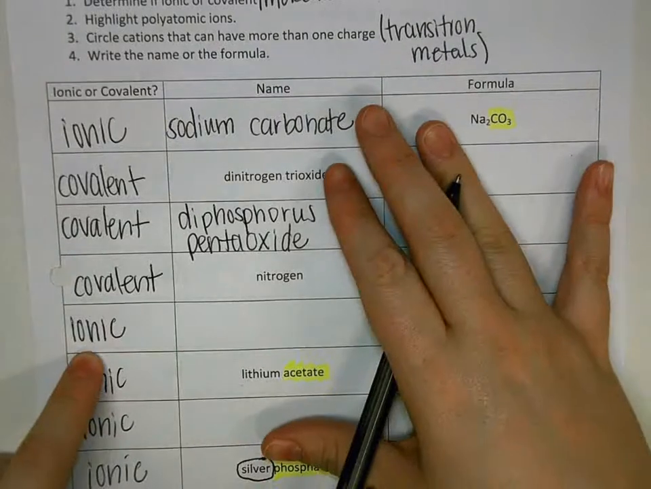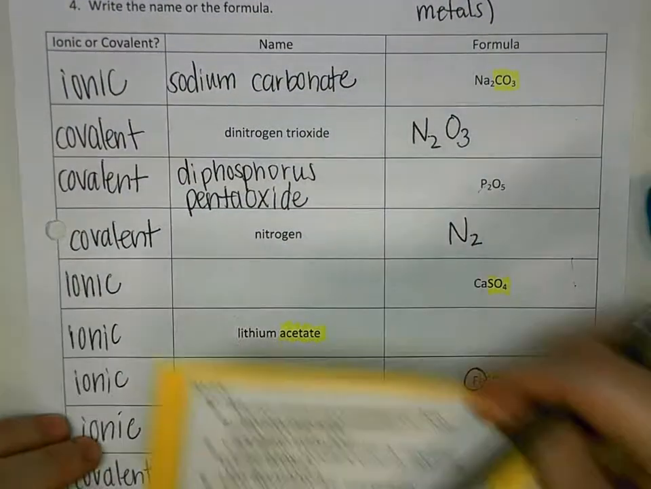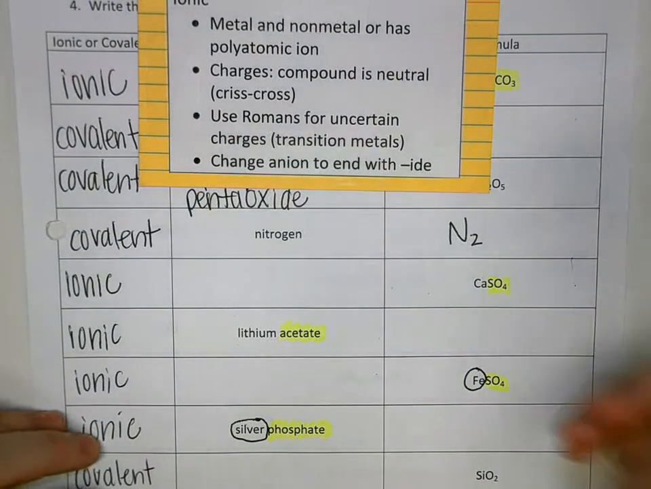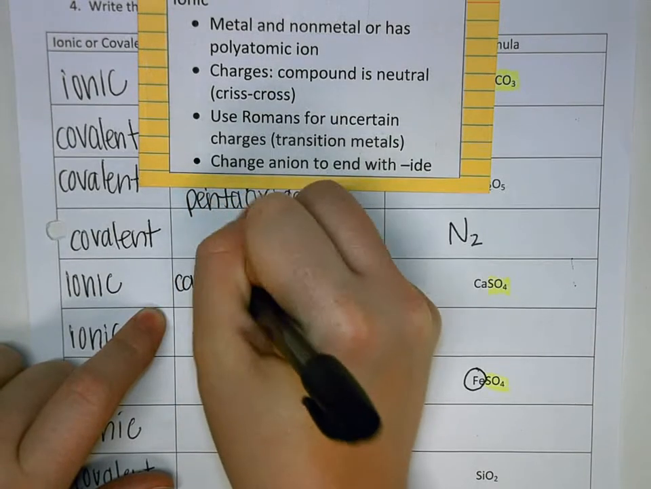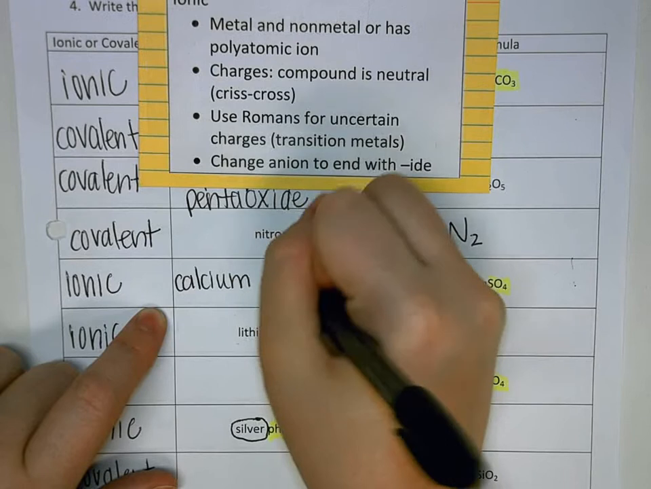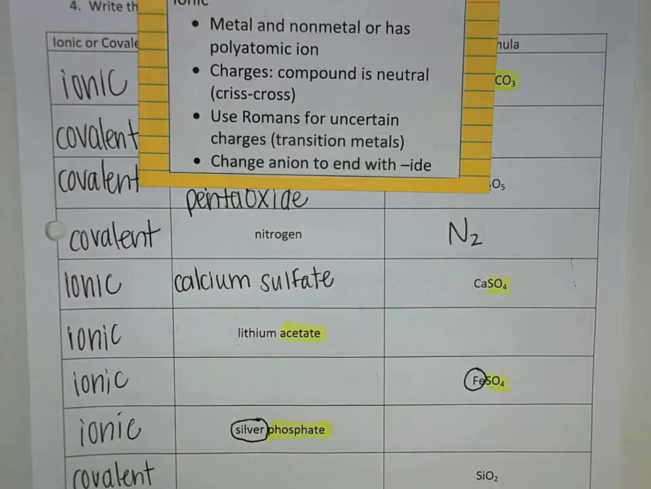All right, the next one is ionic, so we got to mentally switch back over to our ionic rules. So Ca is calcium, and SO4 is going to be sulfate. So this is just calcium sulfate. The next one is lithium acetate.